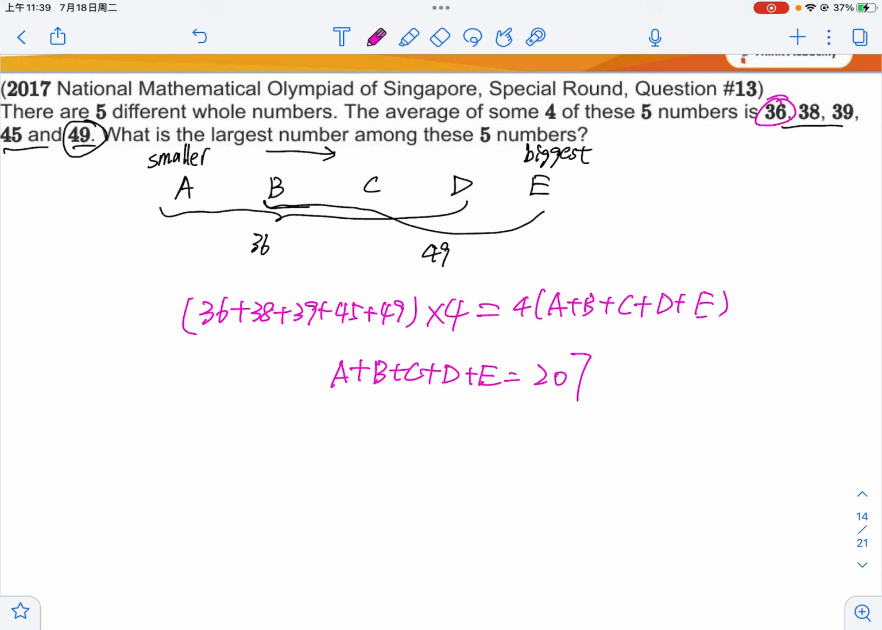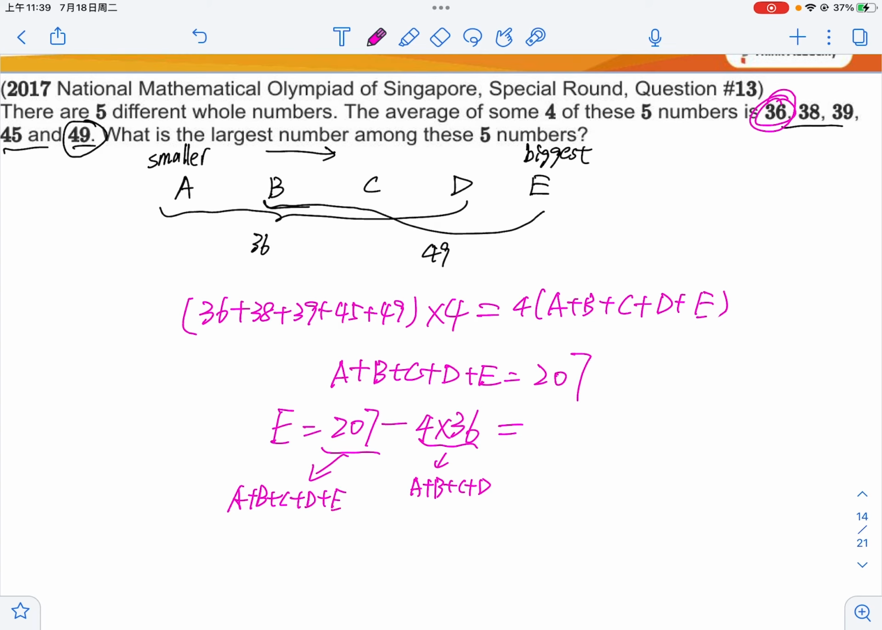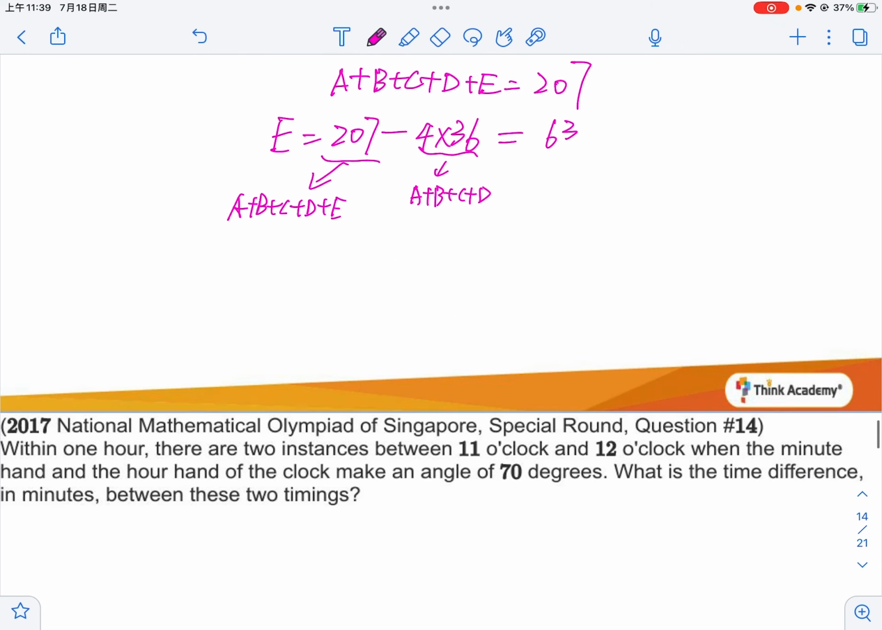Then we need to calculate the largest number among these 5 numbers. So we know that 36 is the smallest number, not considered the biggest E. So we can calculate 207 minus 4 times 36. This is A plus B plus C plus D plus E, this is A plus B plus C plus D. So E equals this one. The answer is 63. Okay, very easy question.